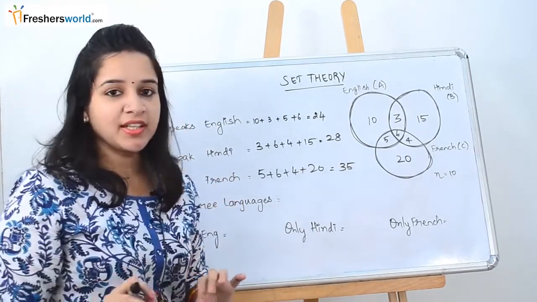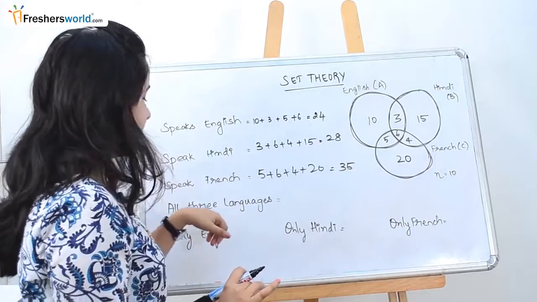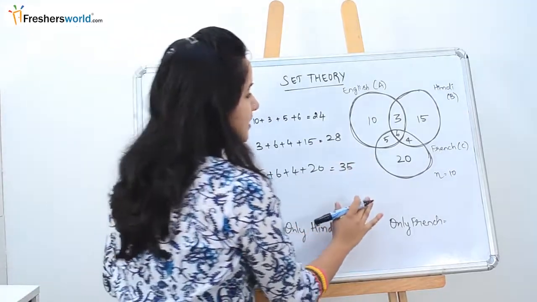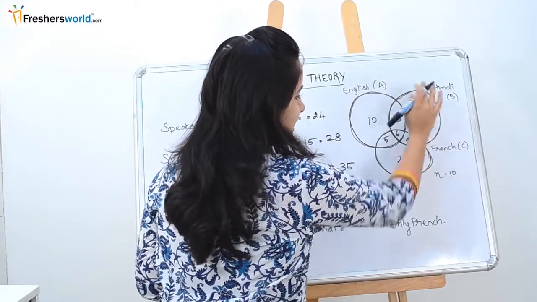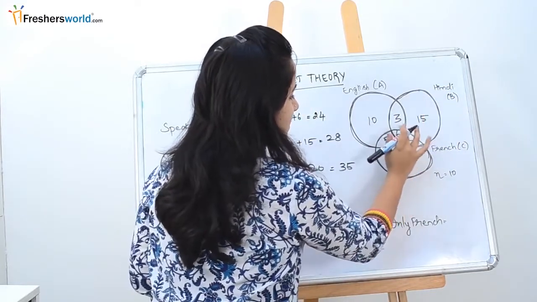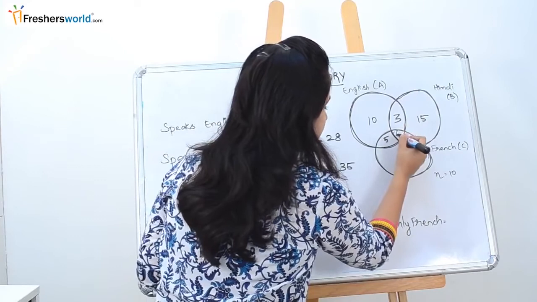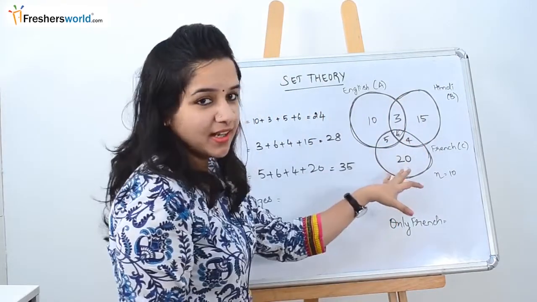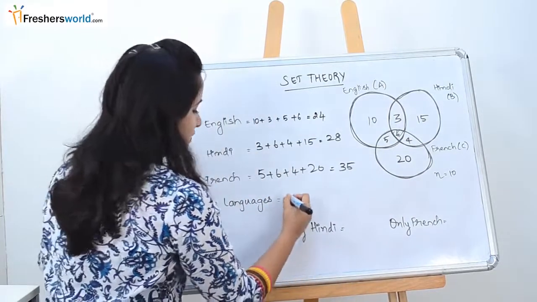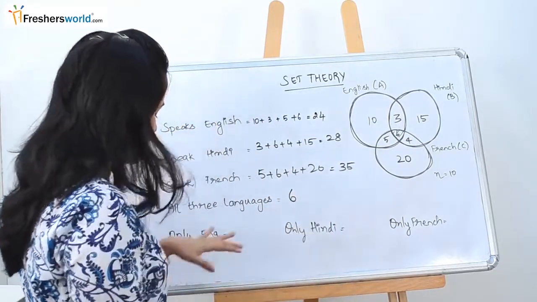The next question they are asking is the number of people speaking 3 languages. So let's go to the circle. This is the people speaking English, this is the number of people speaking Hindi and this is the number of people speaking French. If you see the middle intersection, it talks about the people who speak all 3 languages. So the answer for this question will be 6. So what is the next question?